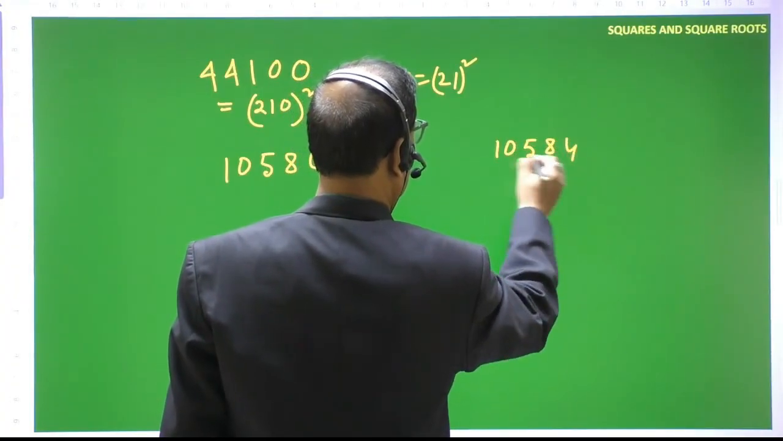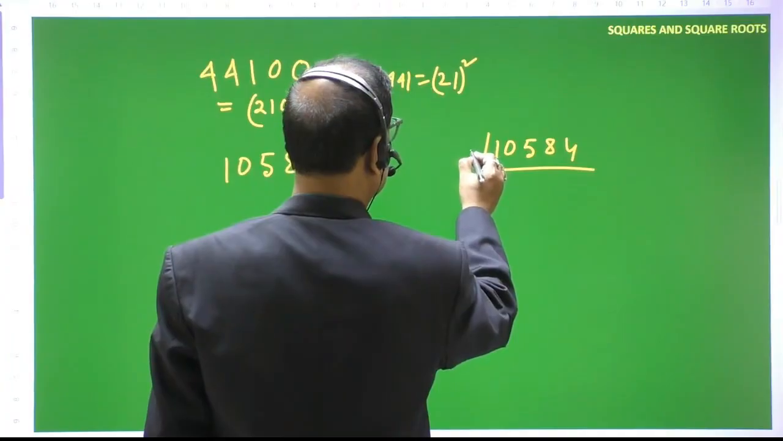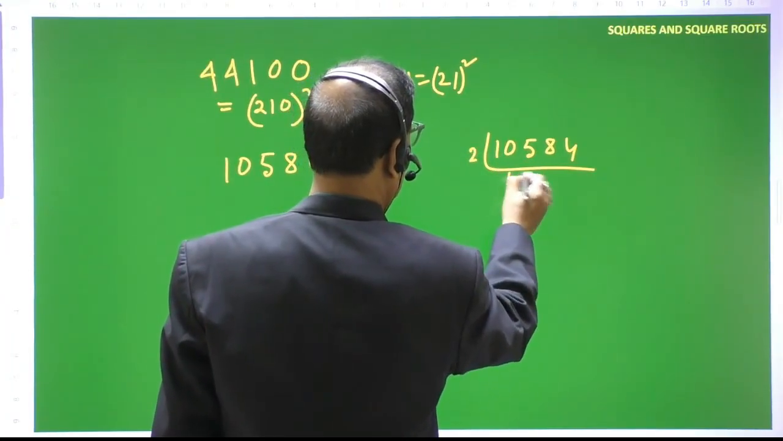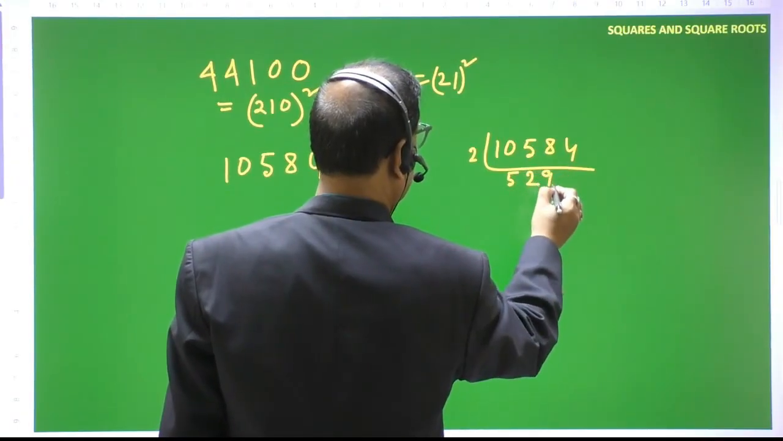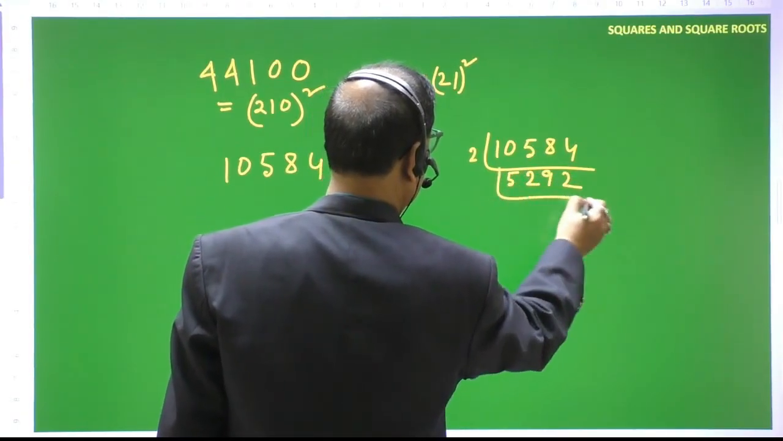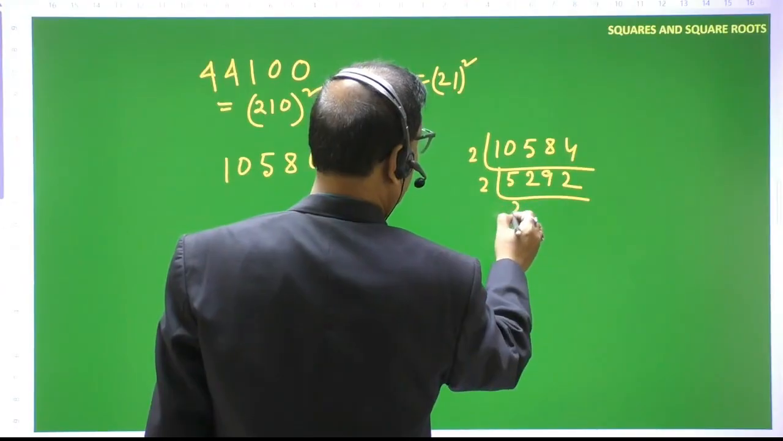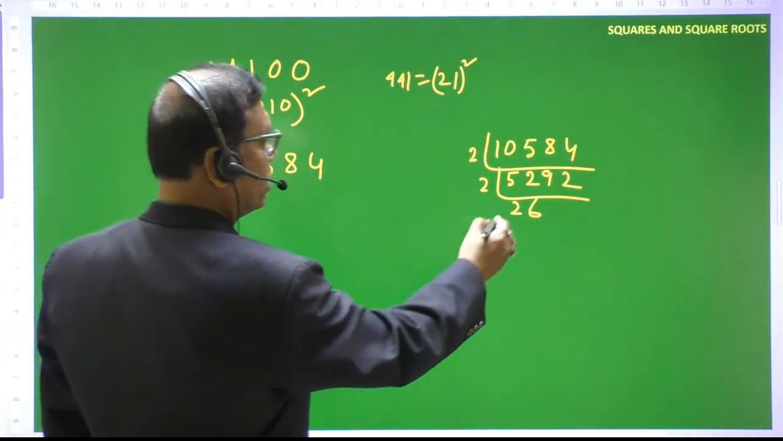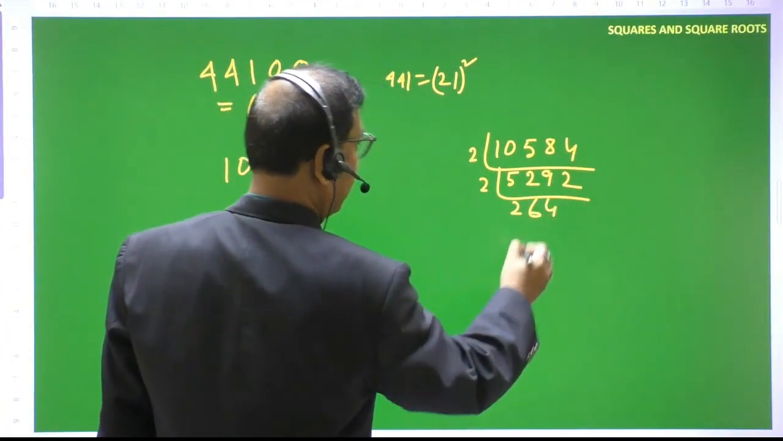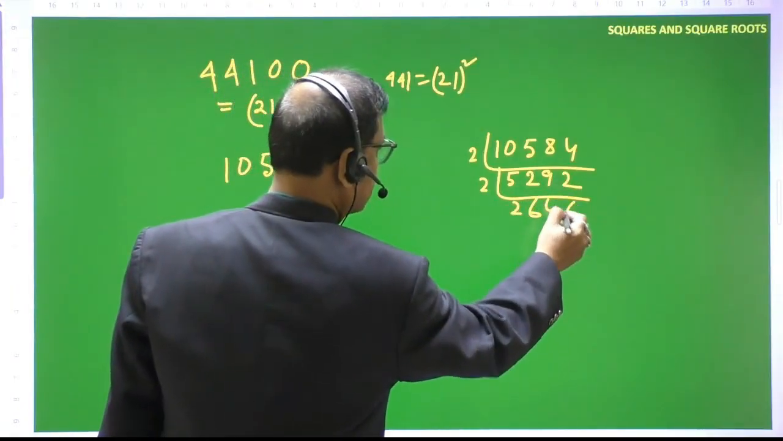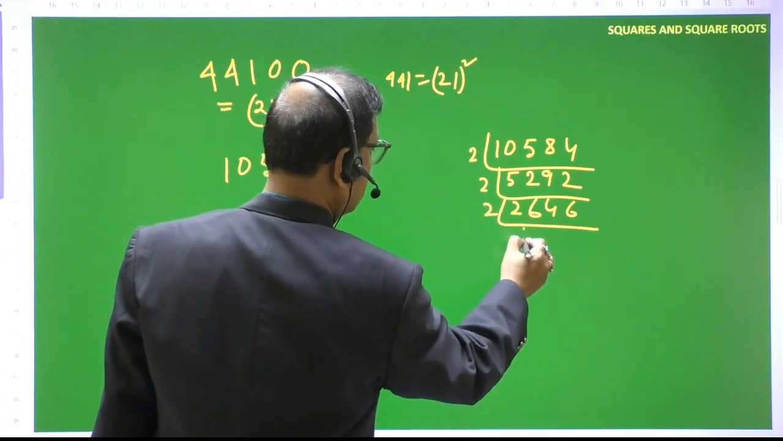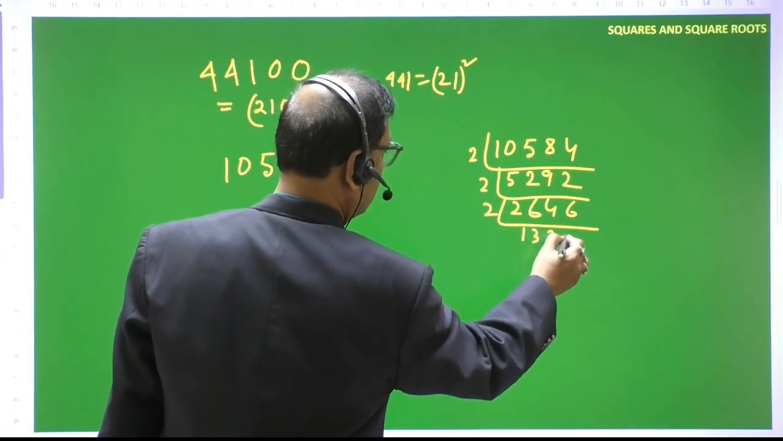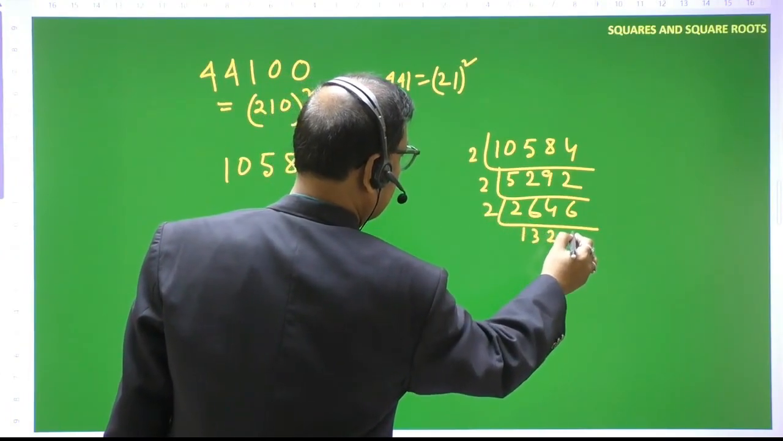So find out the factors of 10584. Obviously this number is divisible by 2. 2 5 10, 2 4 8, 2 9 18, and 2. Again we can give 2, 2 6 12, then 2 4 8, 2 6 12. Again 2, 3 2 and 3.